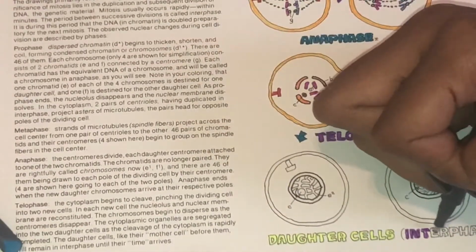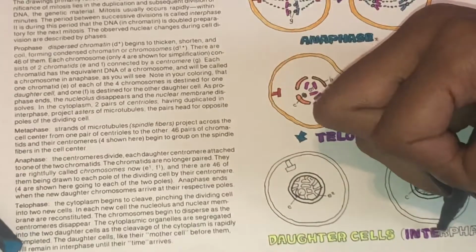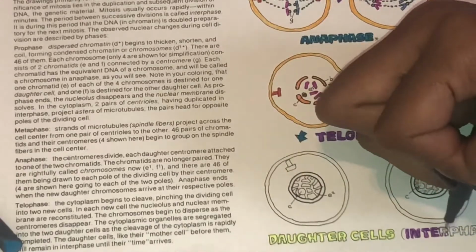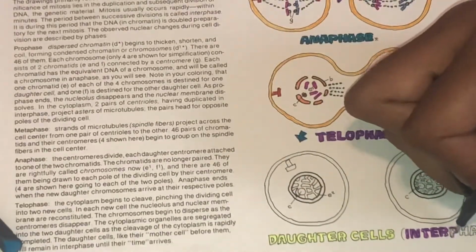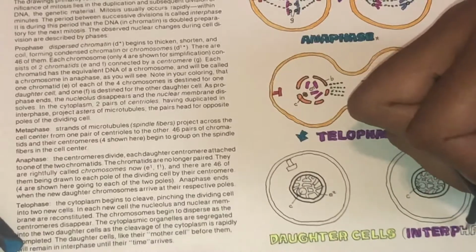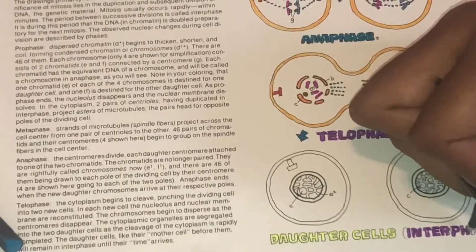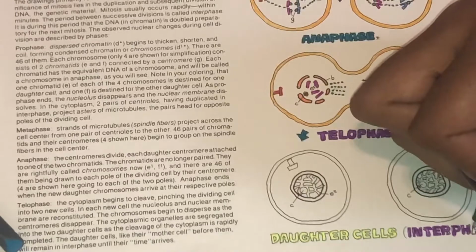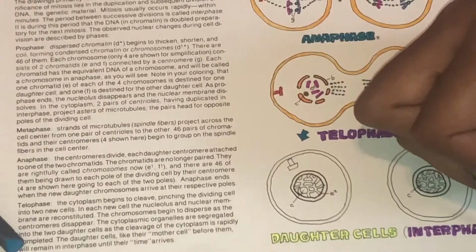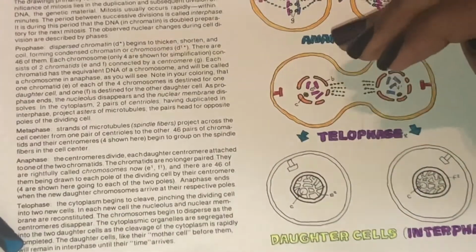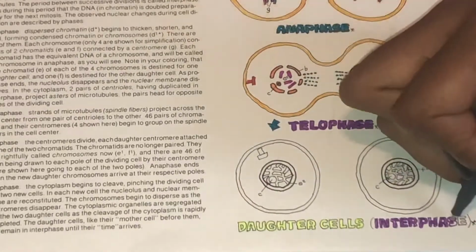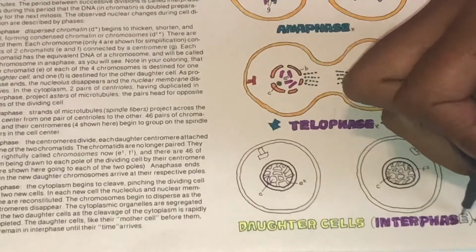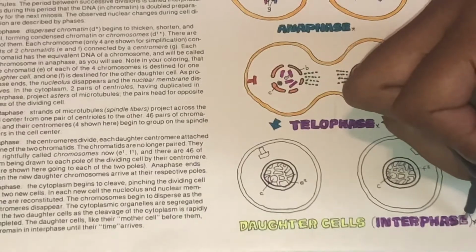So ever so quickly, anaphase, the centromeres divide, each daughter centromere attached to one of the 2 chromatids. The chromatids are no longer paired. They are rightfully called chromosomes now, E1, F1, and there are 46 of them being drawn to each pole of the dividing cell by their centromere. 4 are shown here, going to each of the 2 poles. Anaphase ends when the new daughter chromosomes arrive at their respective poles. Telophase.